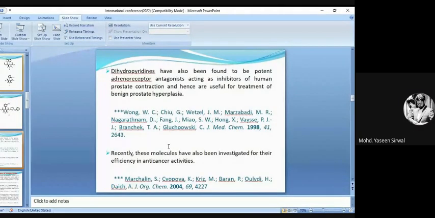Dihydropyridines have been found to be potent adrenoreceptor antagonists, acting as inhibitors of human prostate contraction, and hence are very useful for the treatment of benign prostate hyperplasia. Recently, these molecules, dihydropyridines, have been investigated for their efficiency in anti-cancer activities.